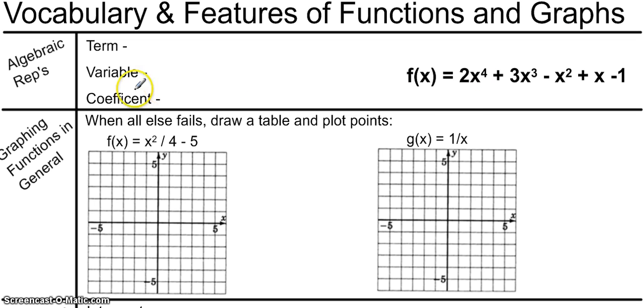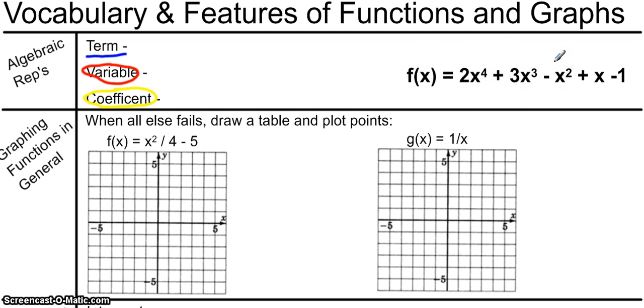Before we get to the graphs, though, we're going to start talking about algebraic representations just for a second. With those different colors, I'd like you to underline each term you see in this algebraic function right here. I'd like you to circle every variable in a different color. I'll use red. And I'd like you to also circle every coefficient you see in another color. I'll use yellow. So pause the video now and try to do that: underline the terms, circle the variables, and circle the coefficients in different colors.